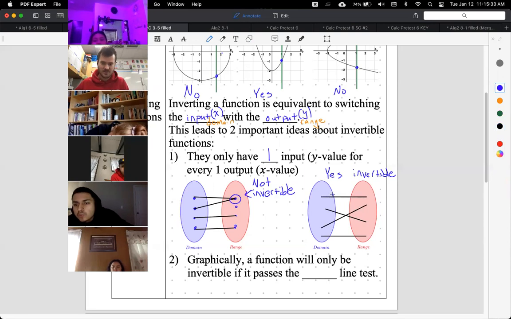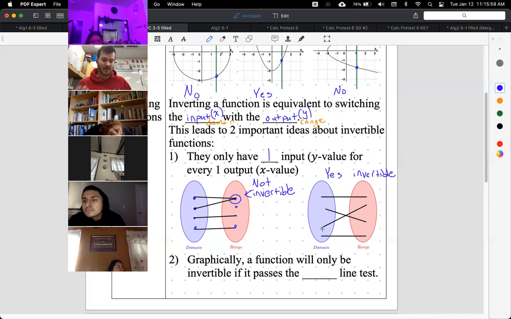It already goes to 1 point in the domain. This point in the range goes to 1 point in the domain. This point in the range goes to 1 point in the domain. This point in the range goes to 1 point in the domain. There's no confusion over what point in the range should map back to what point in the domain. So that's the analysis of the domain and range to say, am I invertible or am I not invertible?